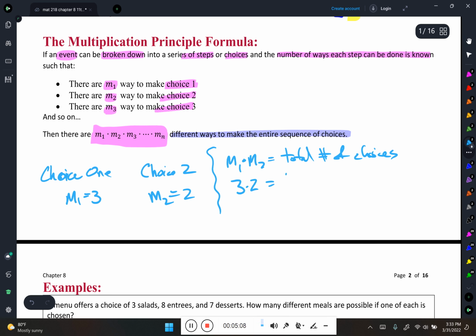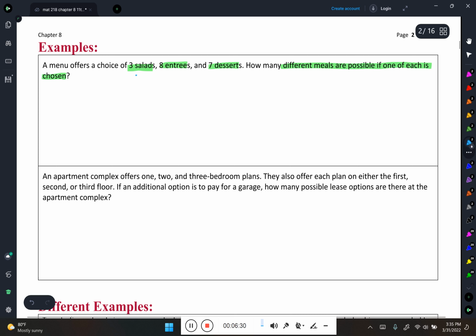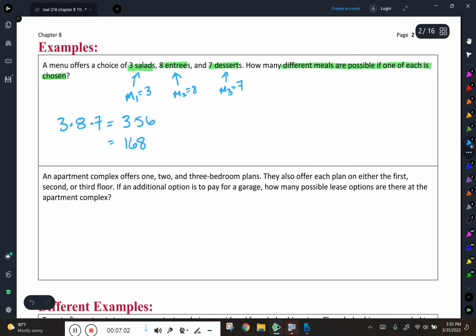So in terms of the language of the counting principle, or the multiplication principle, sorry, that would be our M1 number of choices. That would be our M2. That would be our M3. And then we would say that there are 3 times 8 times 7. Okay. And what's 3 times 8 times 7? Let's see. 8 times 7 is 56, so that's going to give me 3 times 56. That's 168. So there are 168 different choices, different meals.